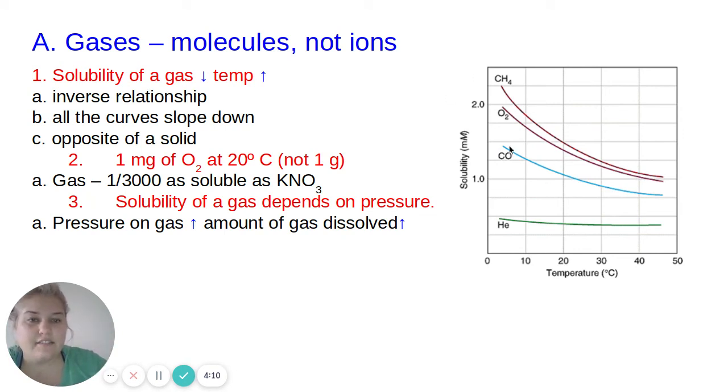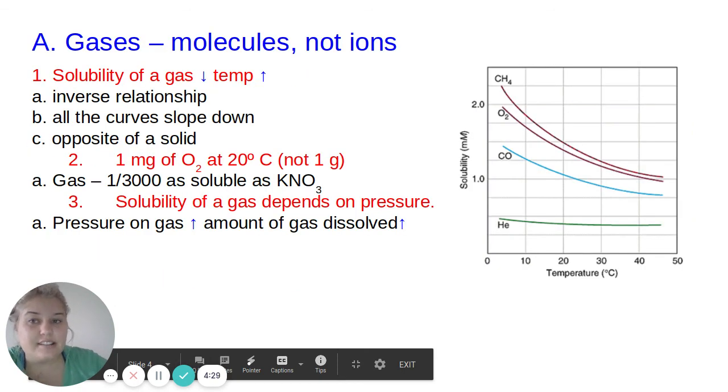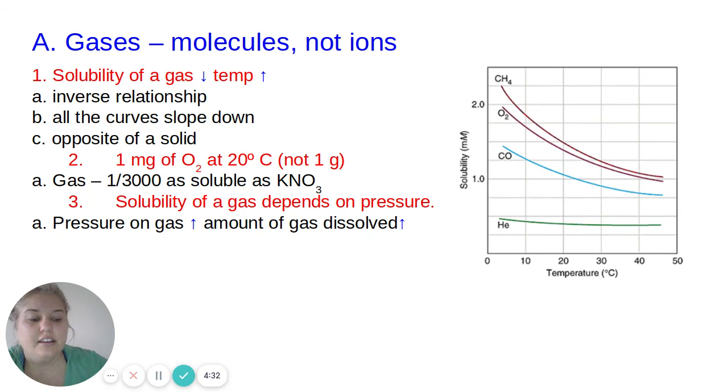So you can think of the soda example to help you remember this: at cold temperatures, we dissolve more gas. This is an inverse relationship. So again, as the temperature increases, the solubility goes down. Here, direct relationship, as the temperature increases, the solubility goes up. So in a gas is an inverse relationship, and then a solid is a direct relationship.